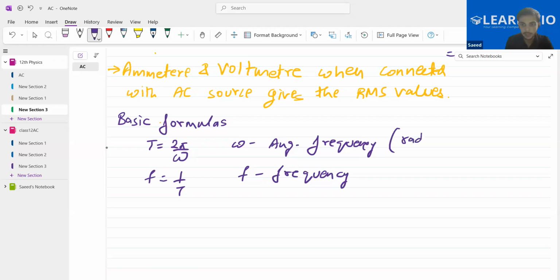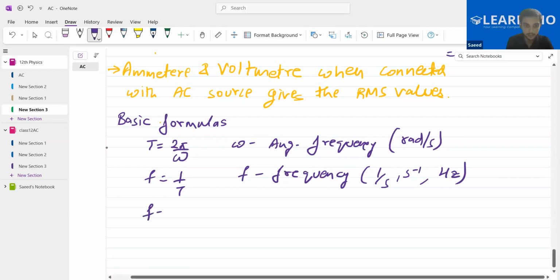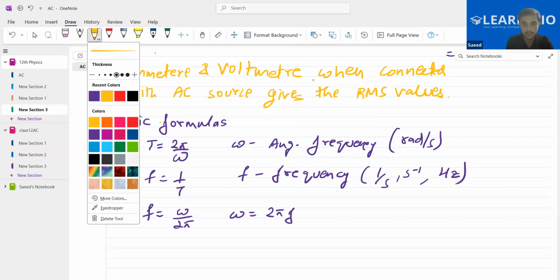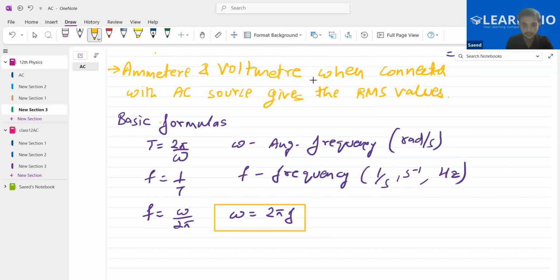Unit of omega is radian per second. Unit of frequency is second inverse, or you can say hertz. And if you replace the time period formula in the frequency, you get F equals omega by 2 pi, and so omega equals 2 pi F. Understood? Remember these formulas, they are important and sometimes asked.